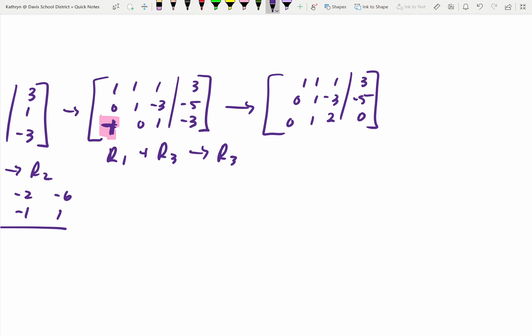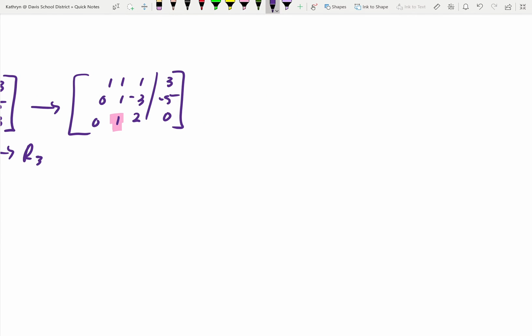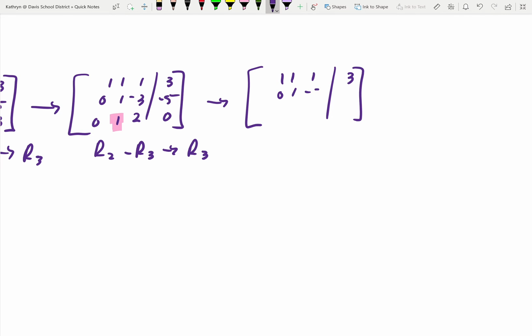Oh, that's funny. I switched to get the 0 and I just messed up my 0. So I'm not done. I got to get a 0 right here. So I'm going to go row 2 minus row 3 or row 3 minus row 2. It doesn't matter. So row 2 minus row 3 becomes my new row 3. So row 1 doesn't change. Row 2 doesn't change. Subtract row 3 from row 2.